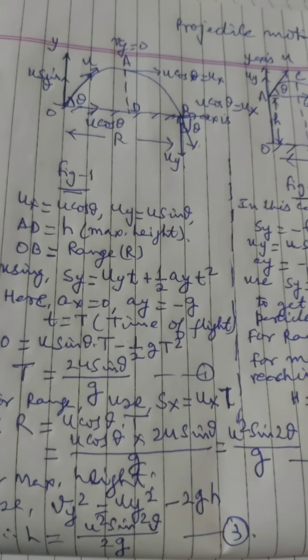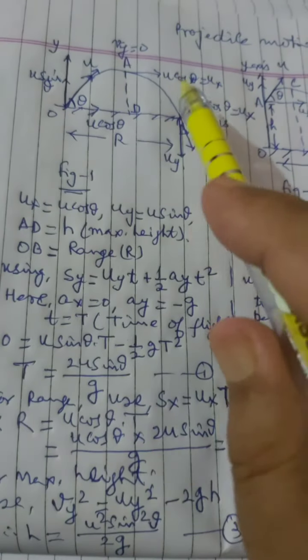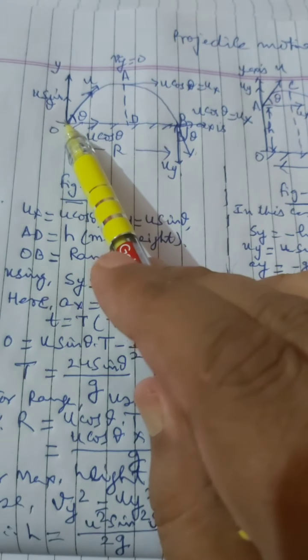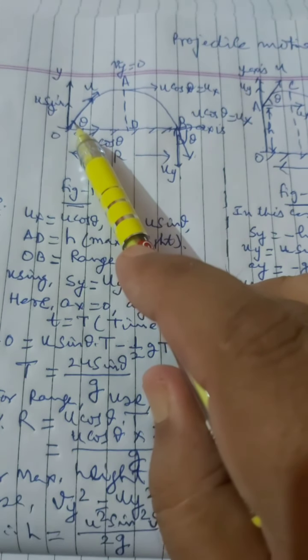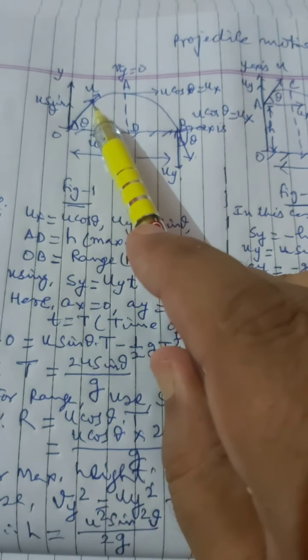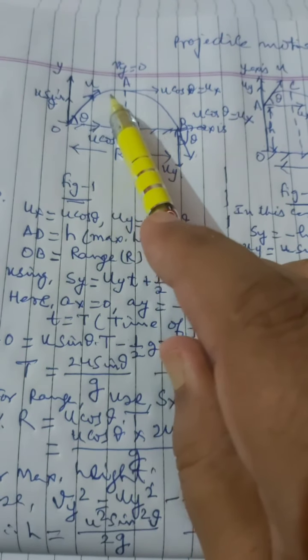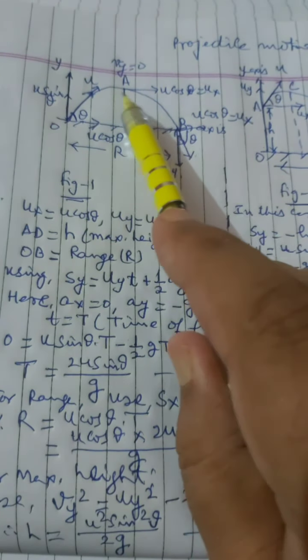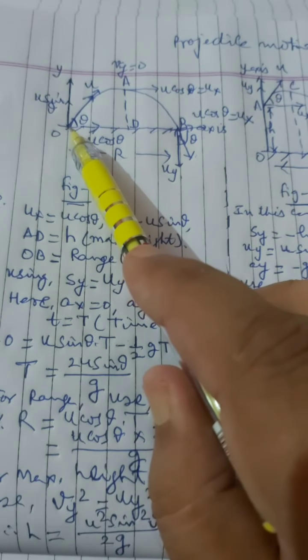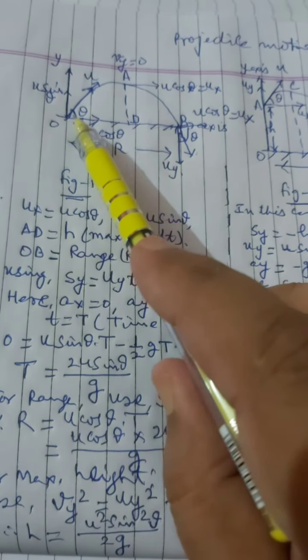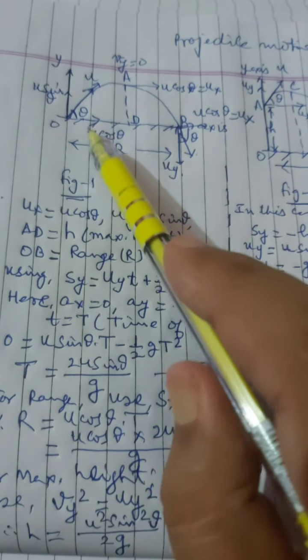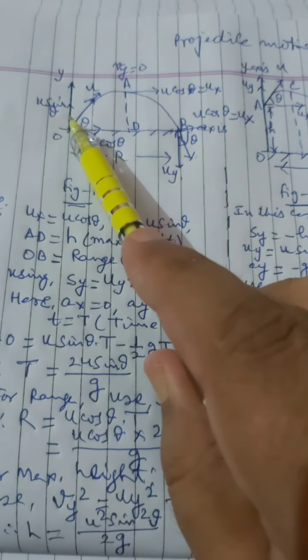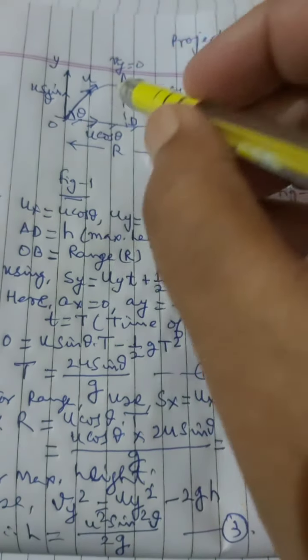I take the figure here. In figure 1 here, a particle is thrown at an angle theta. This angle theta is the projection angle with the initial velocity u. So it makes a path like this. This is path of projectile, and here x horizontal component of this velocity, initial velocity u, is u cos theta, and vertical component is u sin theta.